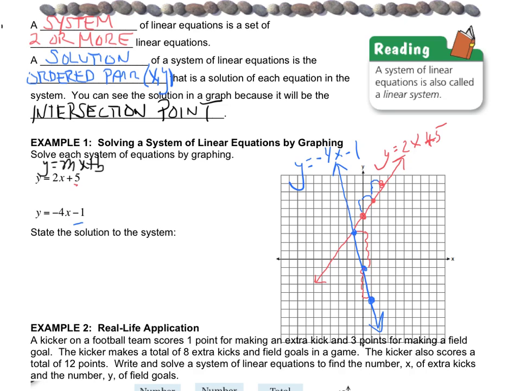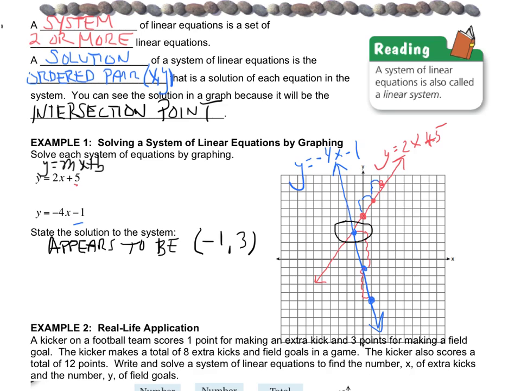So what we're looking for is this point right here. This point is our intersection point. And it appears to be negative 1, 3. But how do I know that that's the right answer? It looks like it's the right answer. It should be the right answer. I have to check it.